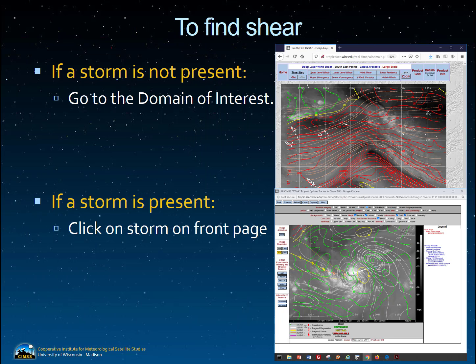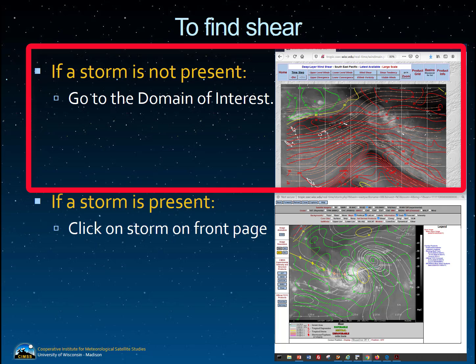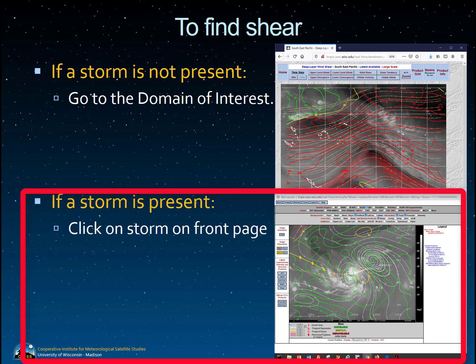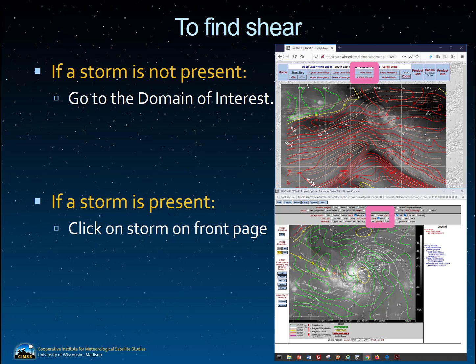If you're interested in shear, if the storm is not present, you want to go to the domain of interest, and then you can find the shear that way. If the storm is present, click on the storm and you'll find a storm-centered analysis of shear. And if you need to know information about this product, you can click on the product info if you're looking at a domain, or you'll find the information in the printout to the right of the image if you're looking at a storm.